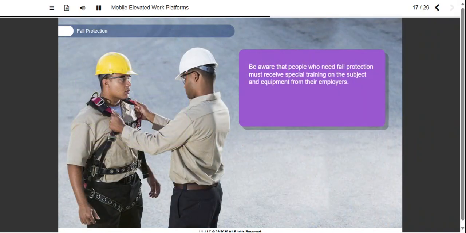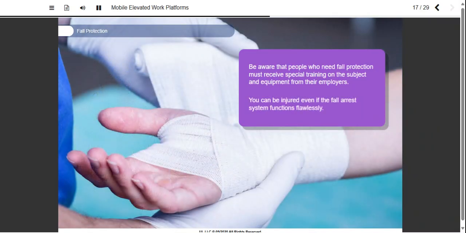Be aware that people who need fall protection must receive special training on the subject and equipment from their employers. Please be aware that you can be injured, even if the fall arrest system functions flawlessly. The goal of the system is to reduce the severity of injuries and potentially save lives.